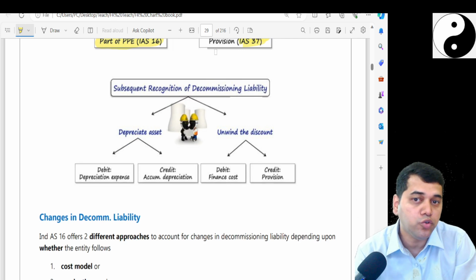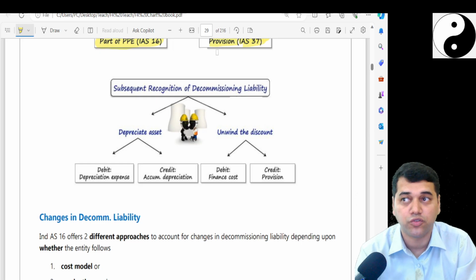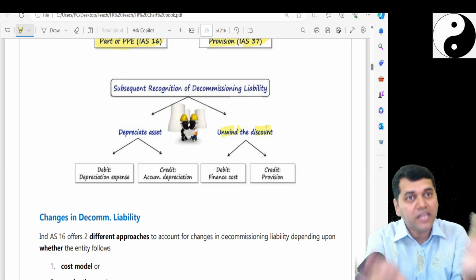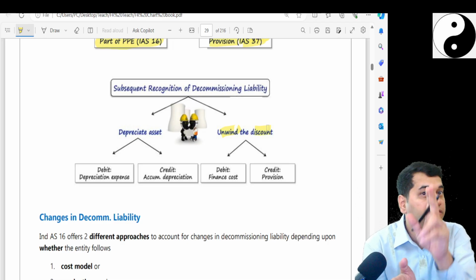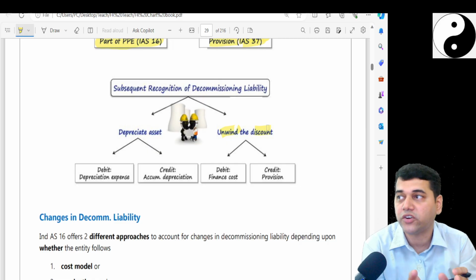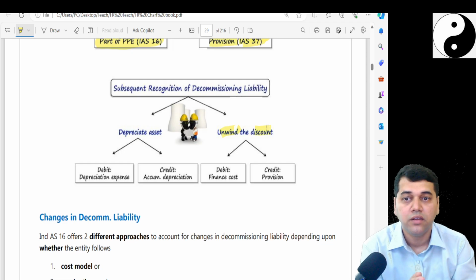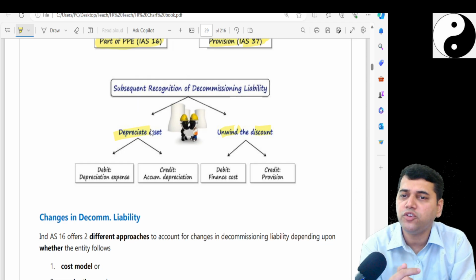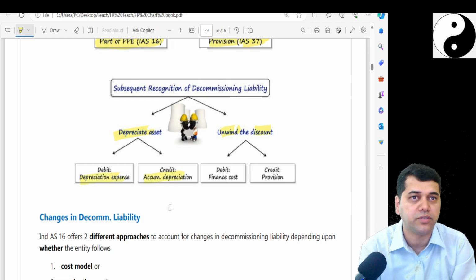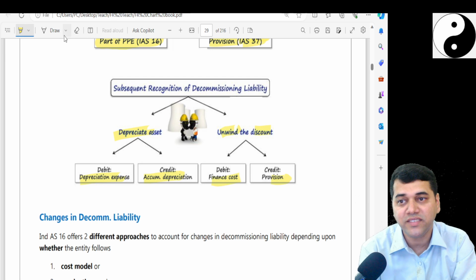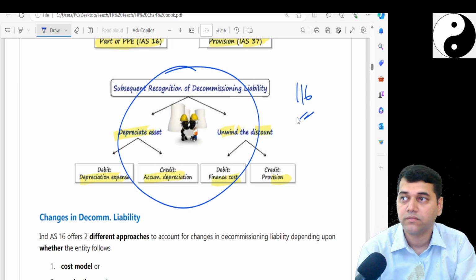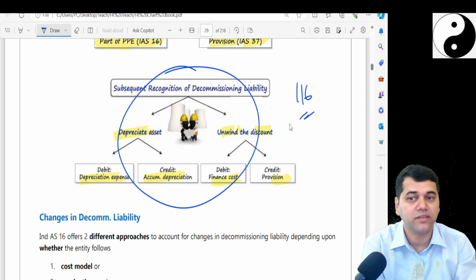Since you recognize today the present value of the future cash flows, you have to unwind the discount, because today you discounted that obligation. You unwind it like you prepare an amortization schedule, but it's not a financial liability. There's no contractual obligation to pay someone, but you will incur the cash. Then how do you recognize the asset that you debited? You depreciate it. So you pass the entry: depreciation expense debit to accumulated depreciation, and this finance cost to this. This is very similar to what we are going to do in Ind AS 116 next, the lease accounting.